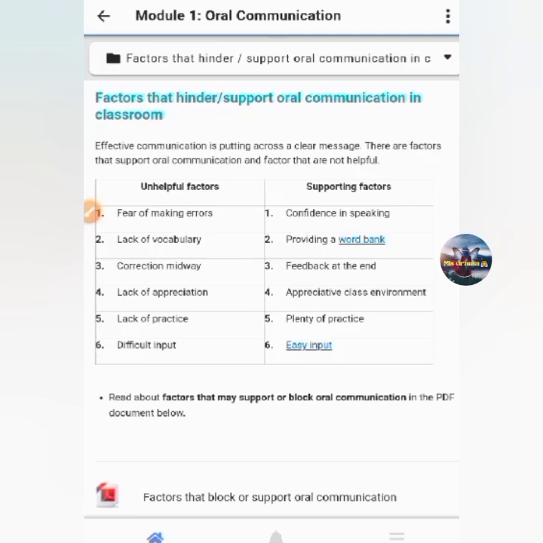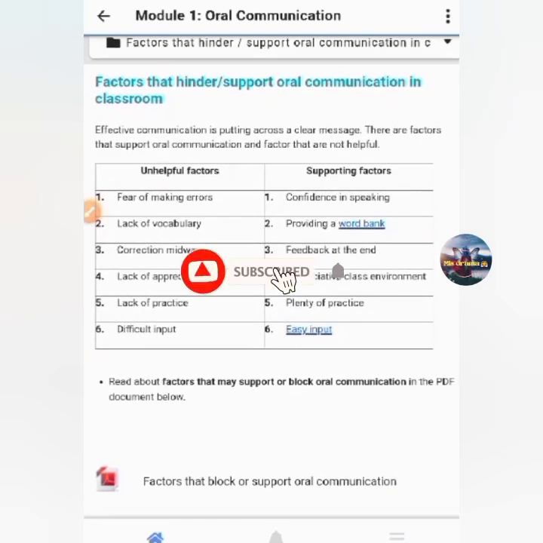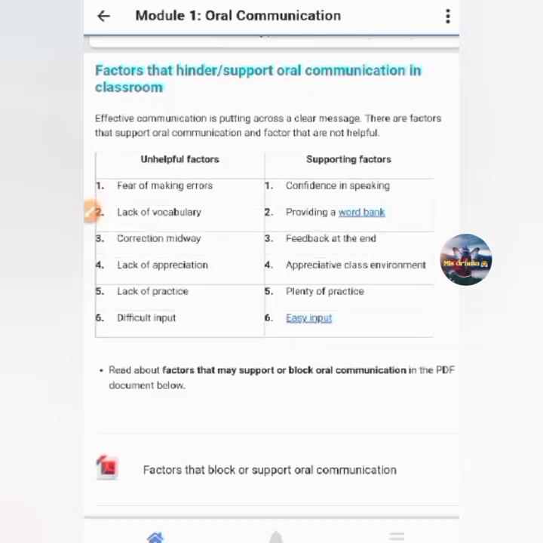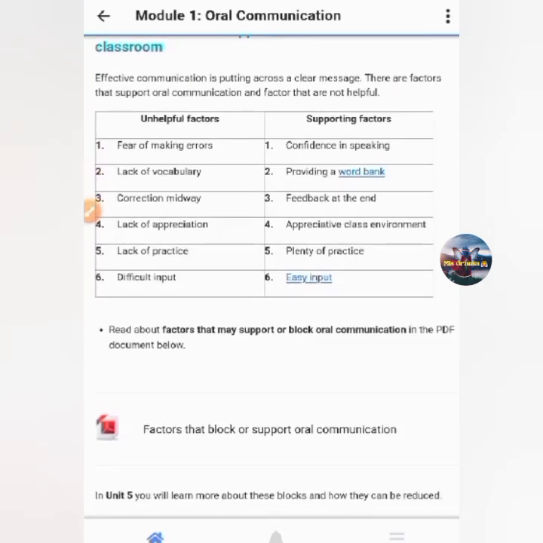Unhelpful factors and supporting factors. Teachers have to make sure they use supporting factors instead of correcting students again and again. That would produce fear of making errors. Instead, when they appreciate students, it boosts confidence in speaking. Lack of vocabulary is an unhelpful factor, but by providing a word bank, you can start by adding two words on a daily basis. Then after a week they would have 12 words in their word bank. Correction midway should come with positive feedback.